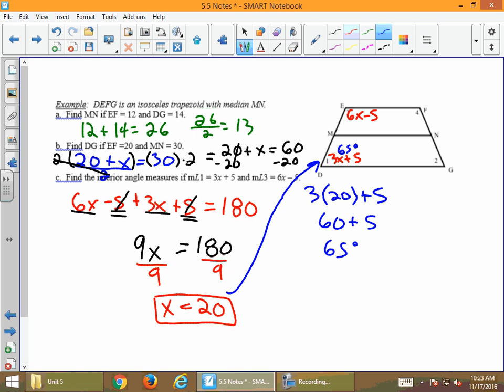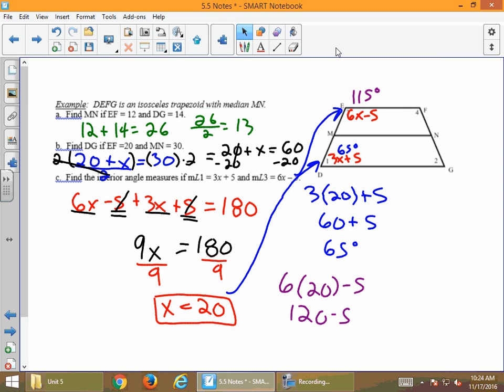Two different ways to look at it. You could plug 20 into the other one and subtract 5, or you can do 180 minus that 65. Doesn't matter. I'd say it's probably a little easier to just go up here and plug it in. So this other one is going to be 6 times 20 minus 5. 6 times 2 and add a 0. All right. Minus 5. 115. So I know that this is going to be 115 degrees.